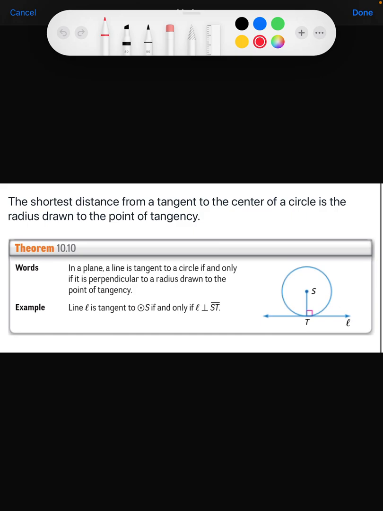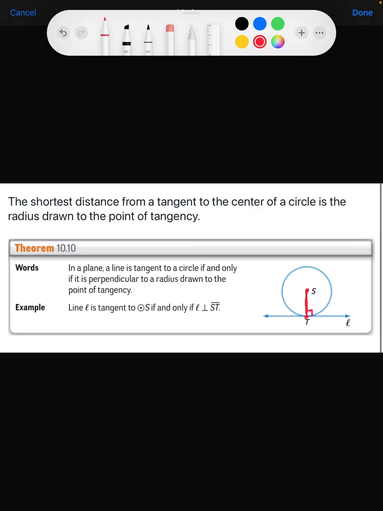The shortest distance from a tangent to the center of the circle is just going to be our radius, the radius drawn to that point of tangency. So if we have circle S and we draw our radius to our point of tangency T on the line of tangency L, then we have our shortest possible distance from the circle to that line. So we have a perpendicular angle here.